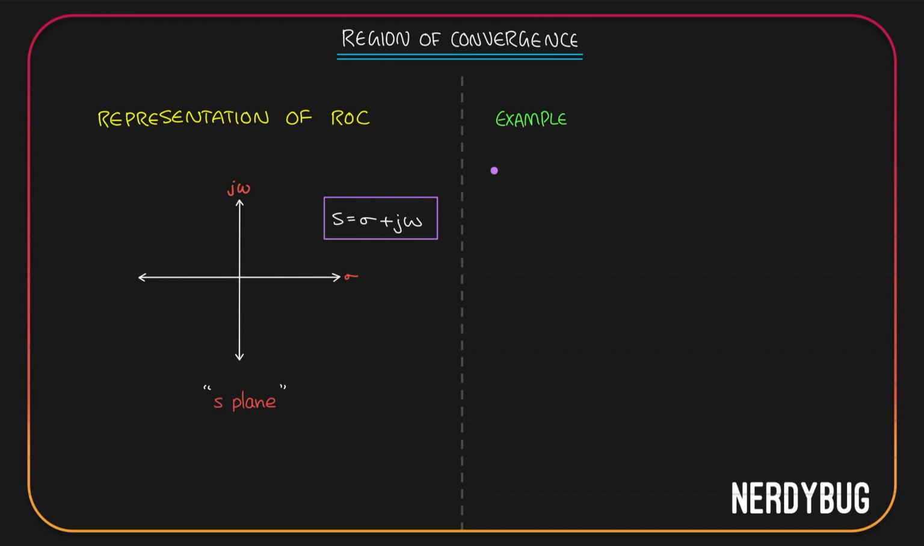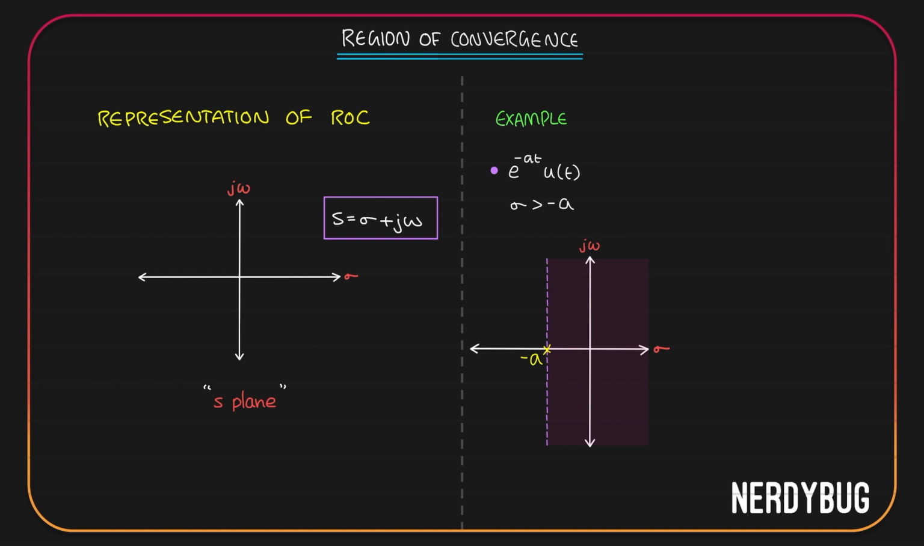Let's take the familiar function e raised to minus at u of t. We already know its ROC is all values of sigma that is greater than minus a. If we represent the ROC on an S-plane, it will look like this. It is everywhere on the plane where sigma is greater than minus a. And over here, it is this shaded region.